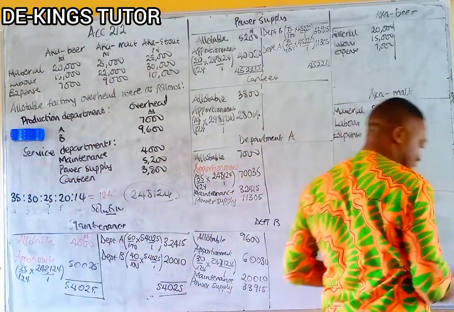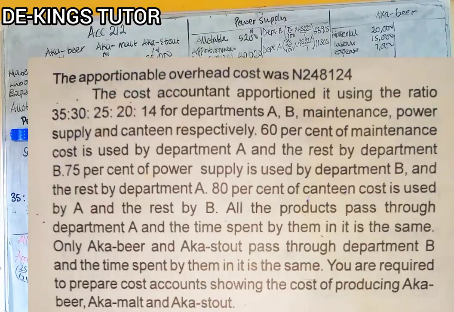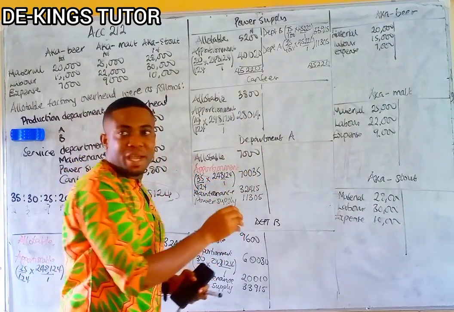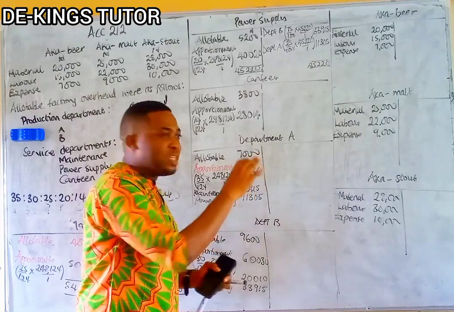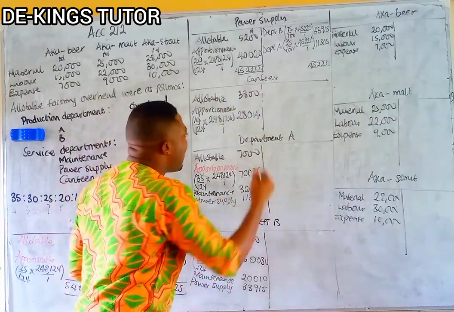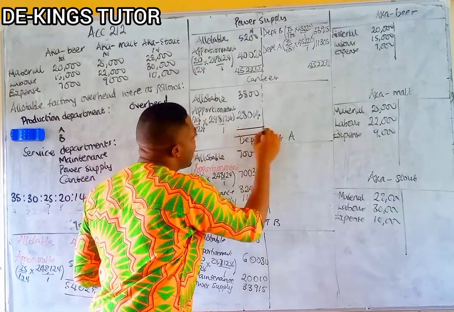Let's see for canteen. We continue with information. What is about canteen again? 80% of canteen cost is used by department A. And the rest by department B. So if they said 80% of canteen cost, it means department A, most of their employees went to this canteen to eat. Okay? So the first thing we are going to do here is to get the total, right?